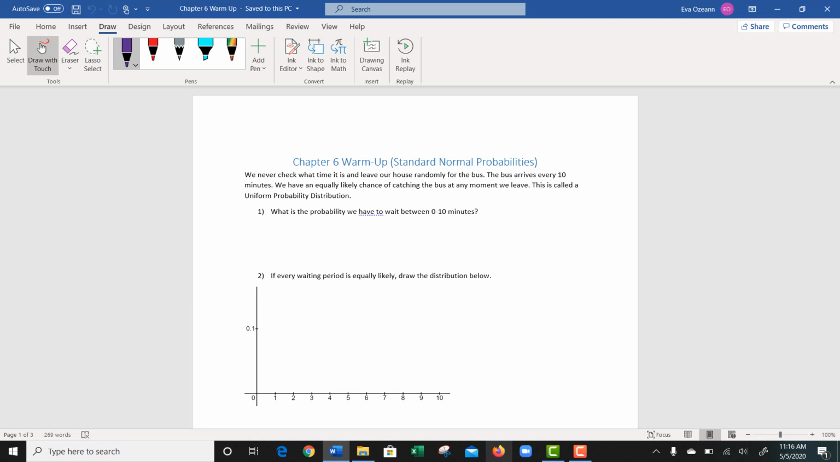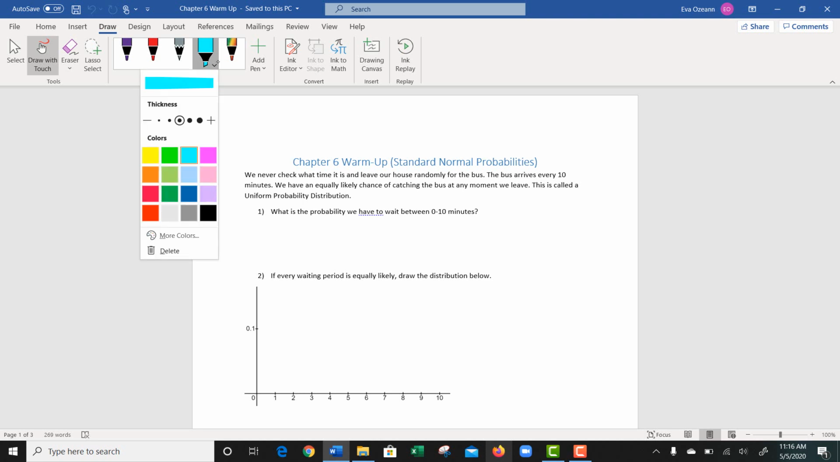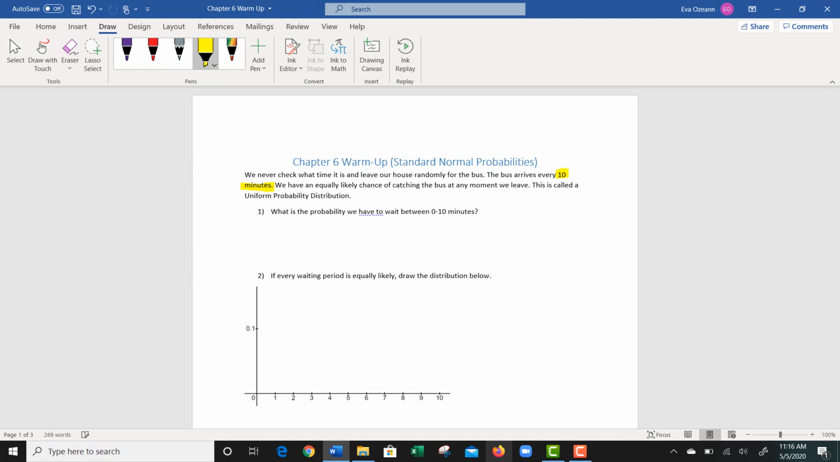for the first example, let's say that we never check the time that we leave the house, and we randomly have to catch a bus. So what's going to happen is that the bus is going to arrive every 10 minutes, and we have an equally likely chance of catching the bus at any moment we leave. So this is called a uniform probability. So one thing I'd like to point out is that the bus arrives every 10 minutes, and we have an equally likely chance of catching the bus at any moment.